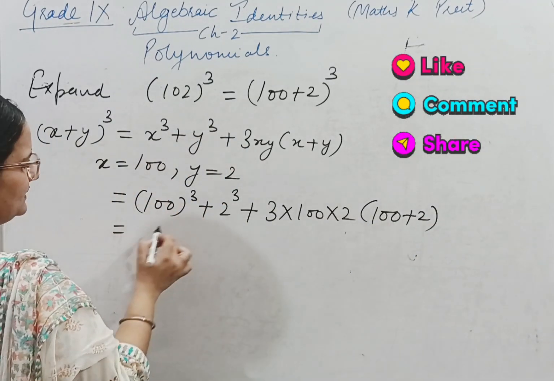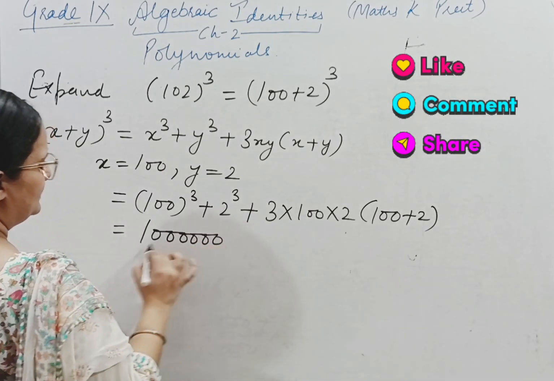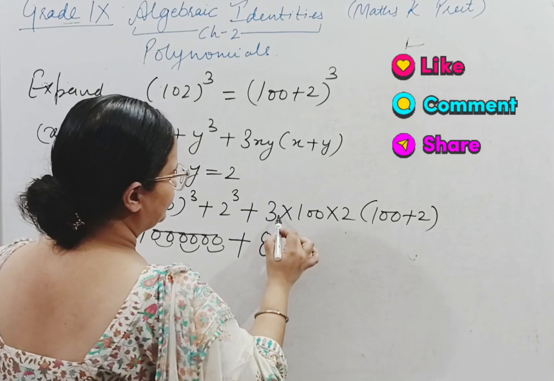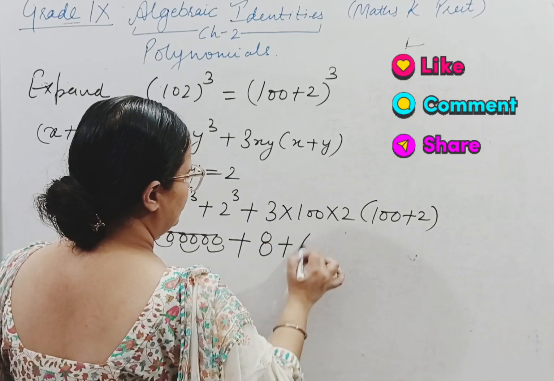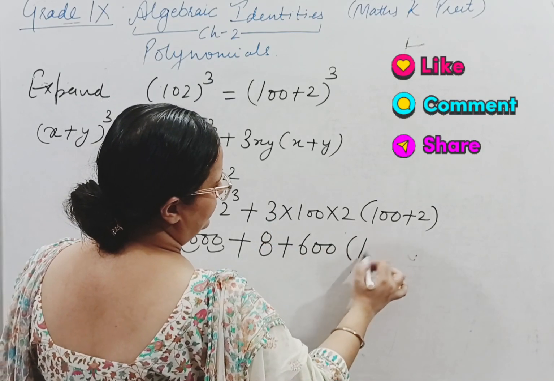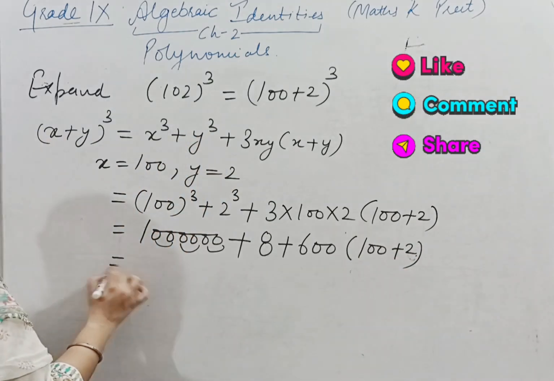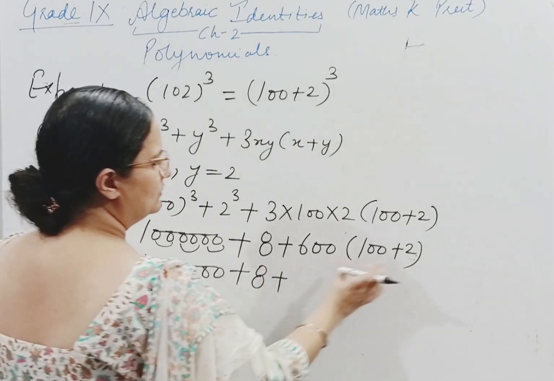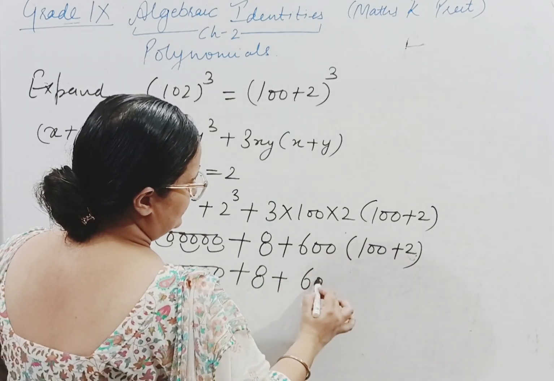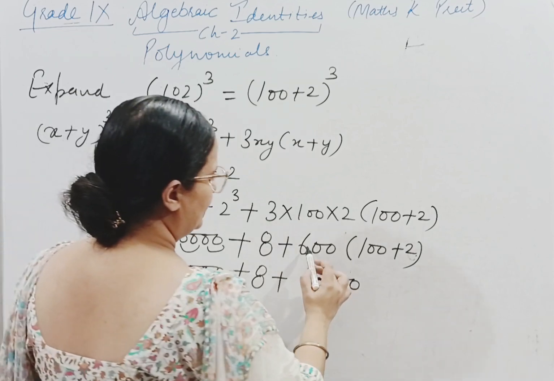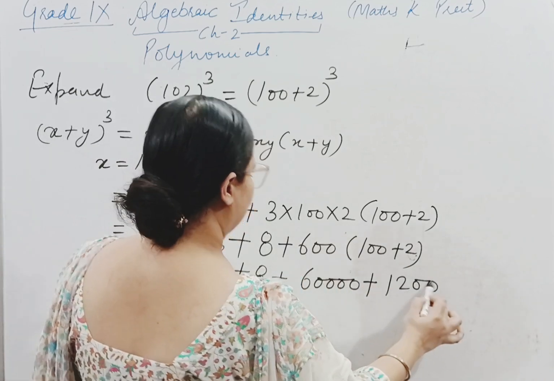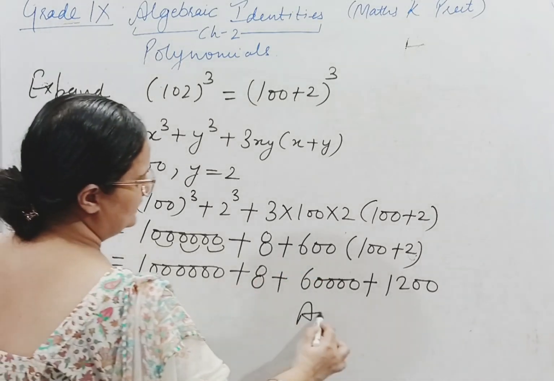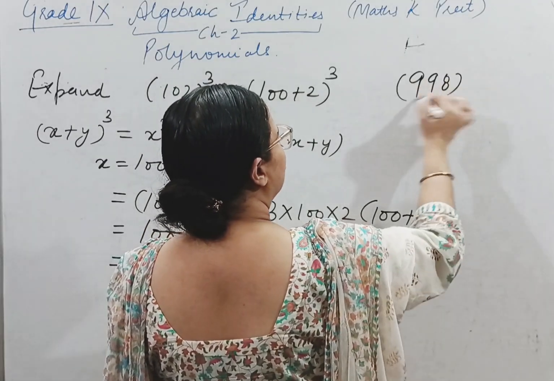So this is cube, means these will be the number of zeros. This into this 3 times. 2 cube is 8. This is my 3 2s are 6, 600 here with 100 plus 2. So this is again I have to write plus 8. I'll now open this bracket, so I'll get 60,000 plus 1200. So we can sum up all these four figures to get our answer, and you will get your answer in the next step. 998 whole cube I have to expand.